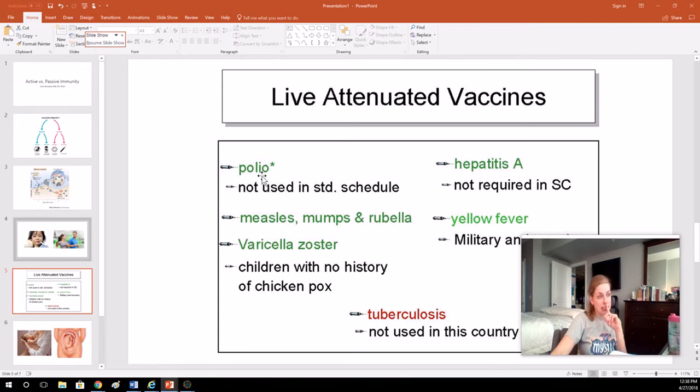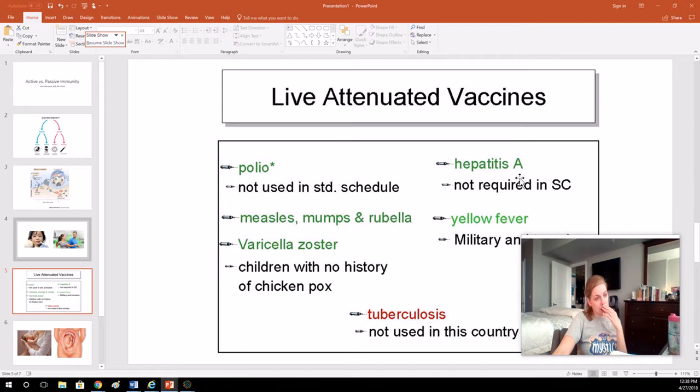Polio is a live attenuated. Some of you guys might remember when this first came out, we placed it on a sugar cube because it was live. Measles, mumps, and rubella is live. This is why we don't give that immunization to pregnant women. When a child has no history of chickenpox, we go ahead and give them the live attenuated varicella zoster.